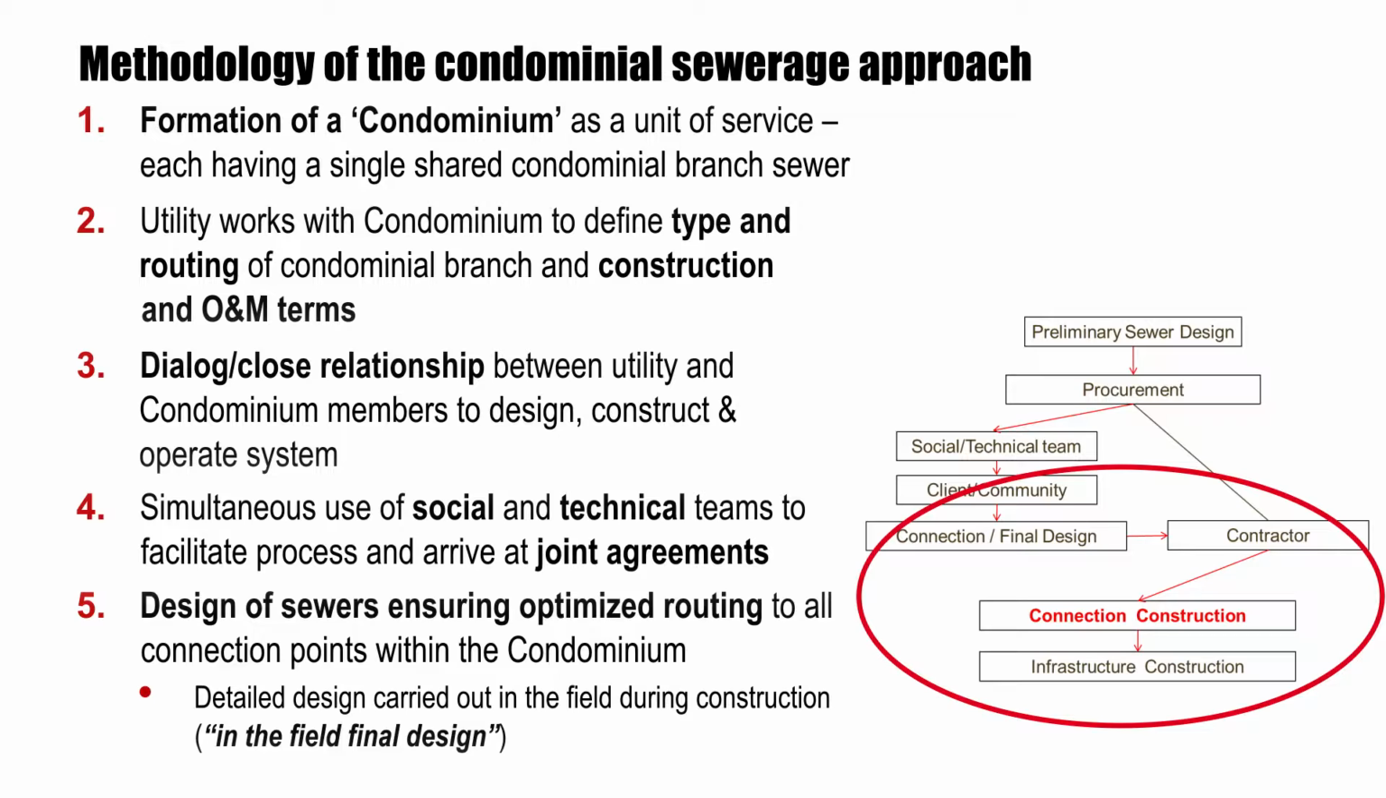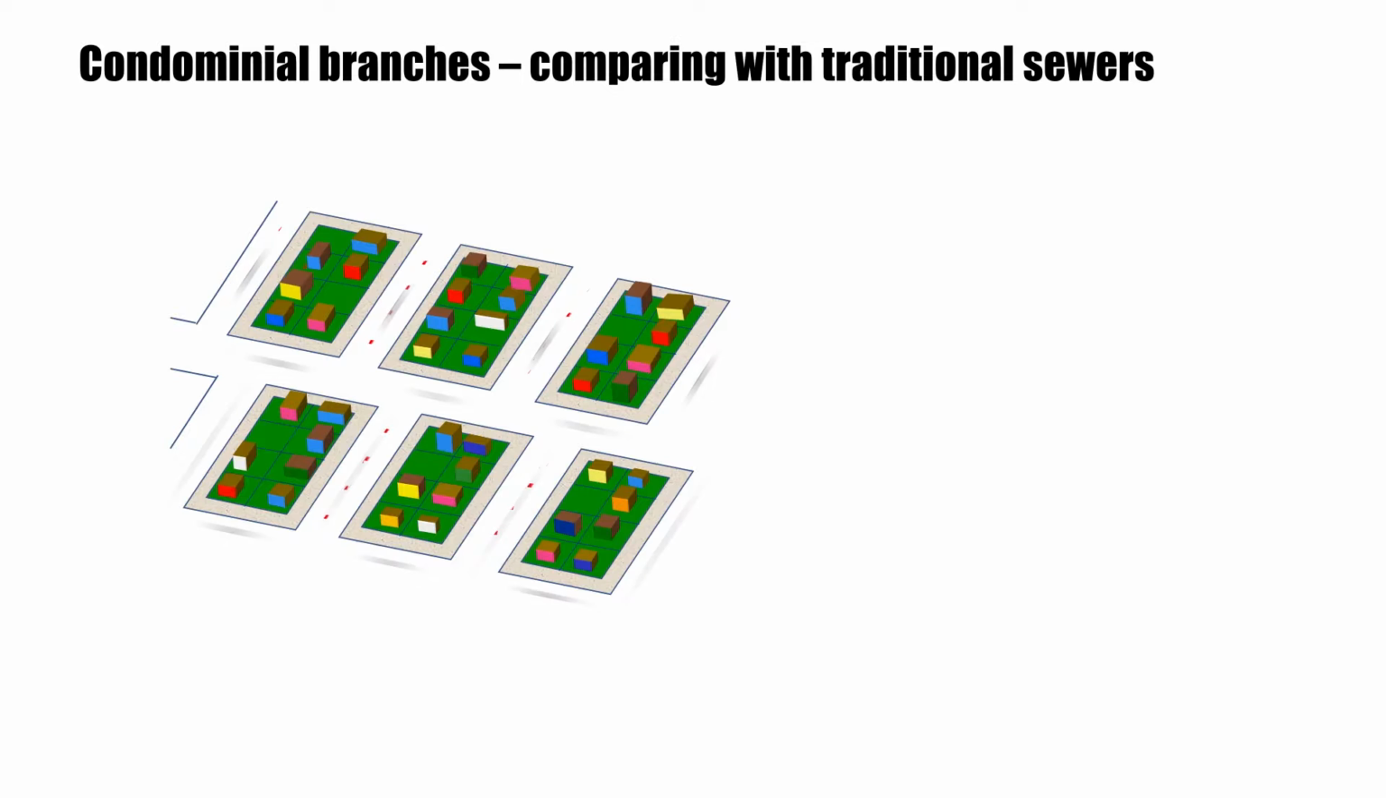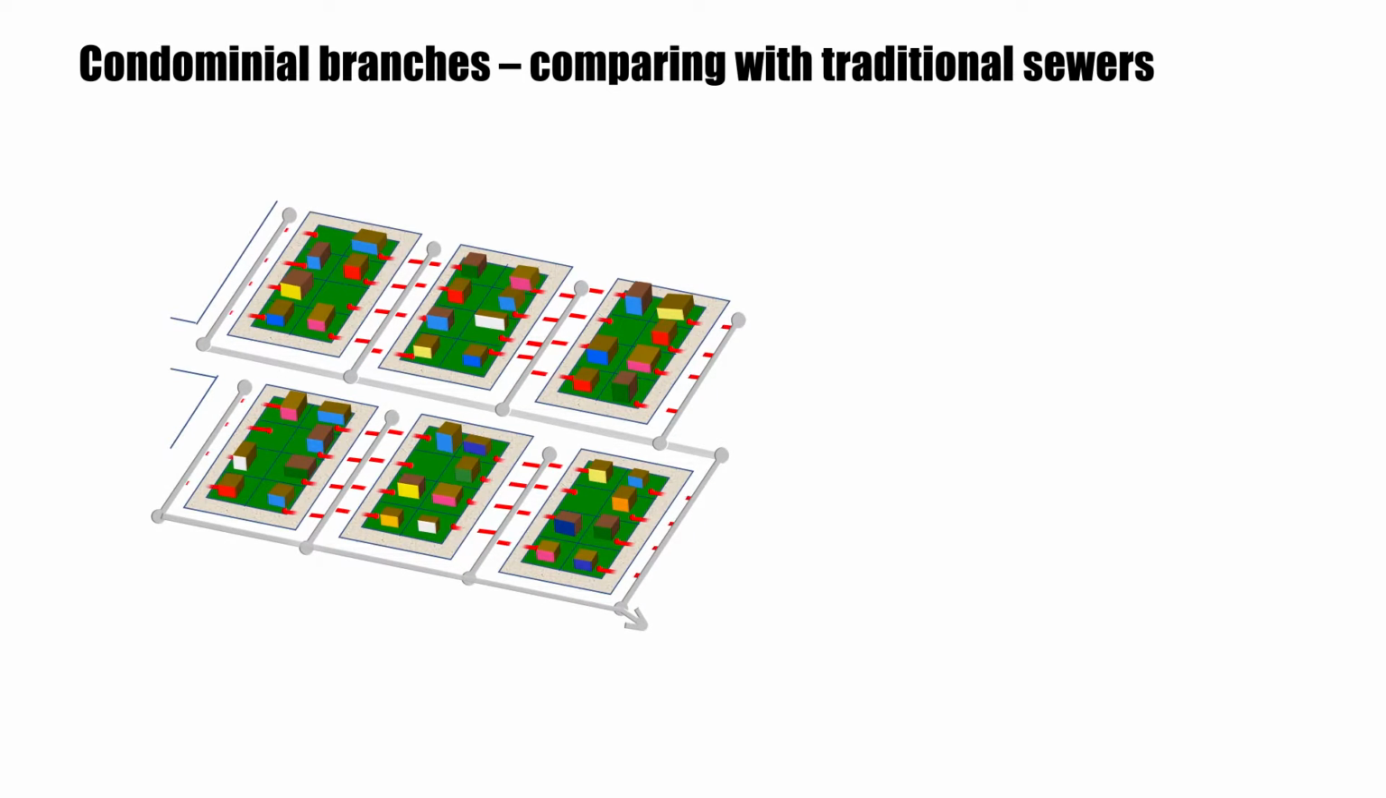This process of finalizing the design of the collector networks is carried out during the execution of the corresponding sewer civil works themselves. We call it in-the-field final design. Let us take a closer look at the possible layout of a condominial sewerage network and the different elements made up by it. As we just heard, a condominium is a newly formed service unit with a single collective connection point. All households in one condominium will connect to a shared branch that discharges into a secondary sewer network.